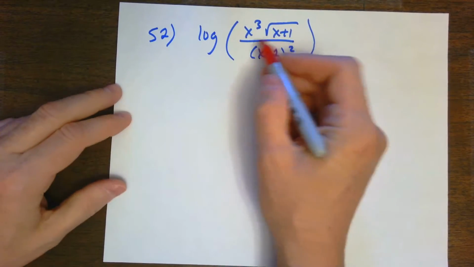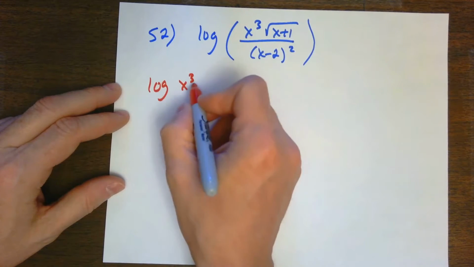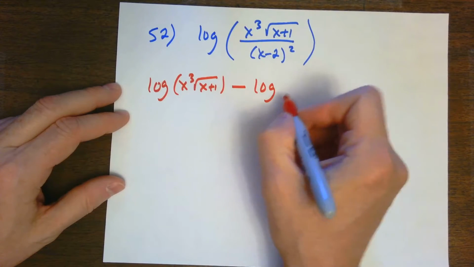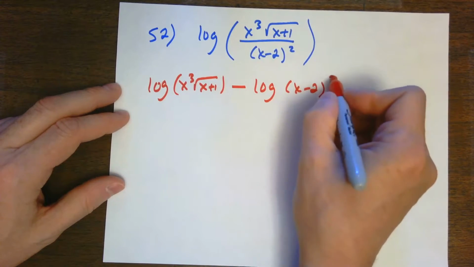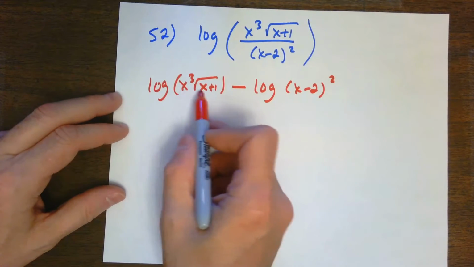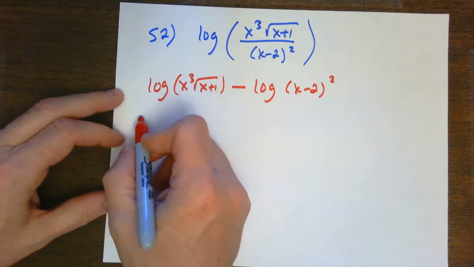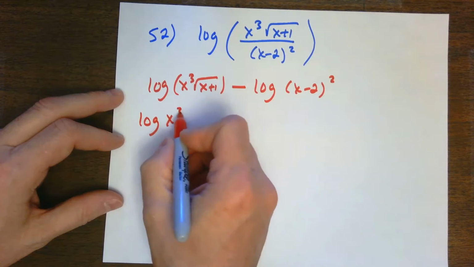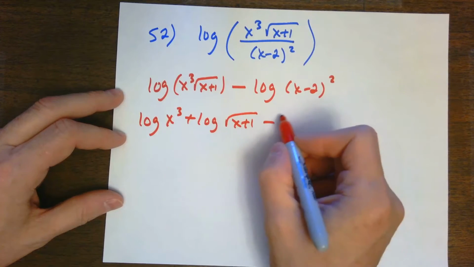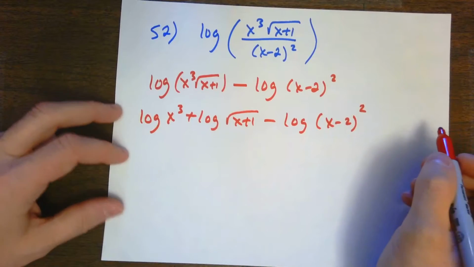First thing I've got is quotient rule, so I'm going to break it up using quotient rule, and I'm going to get common log of x cubed times the square root of x plus 1 minus the common log of x minus 2 squared. Now I notice that I've got product rule right here, x cubed times the square root of x plus 1. I'm going to break that up, and I'm going to get log of x cubed plus the log of the square root of x plus 1 minus the log of x minus 2 squared.